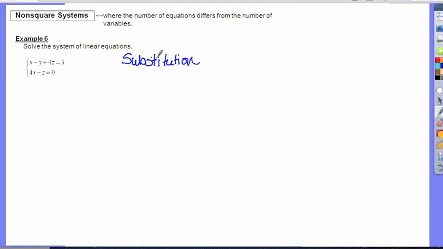Substitution. Sorry, that writing is very sloppy there. This pen's kind of hard to use.